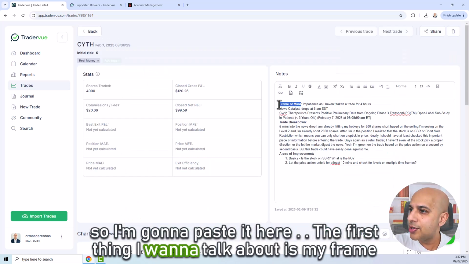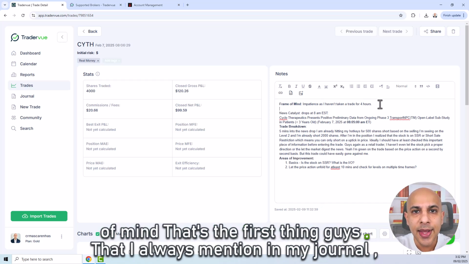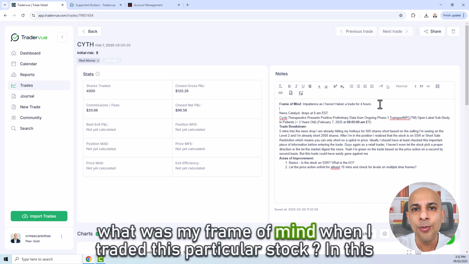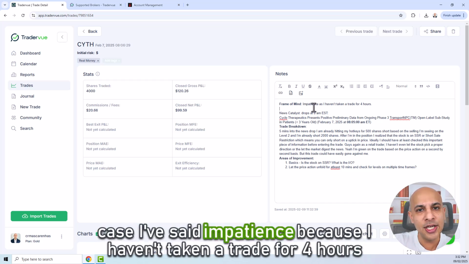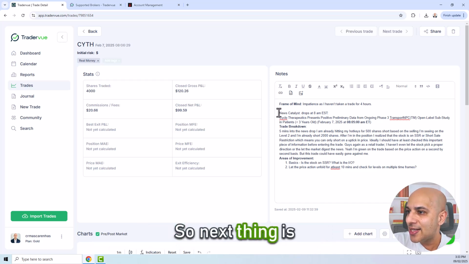The first thing I want to talk about is my frame of mind. That's the first thing, guys, that I always mention in my journal. What was my frame of mind when I traded this particular stock? In this case, I've said impatience, as I haven't taken a trade for 4 hours now. I'm sitting in front of my laptop waiting for something to pop. Okay.